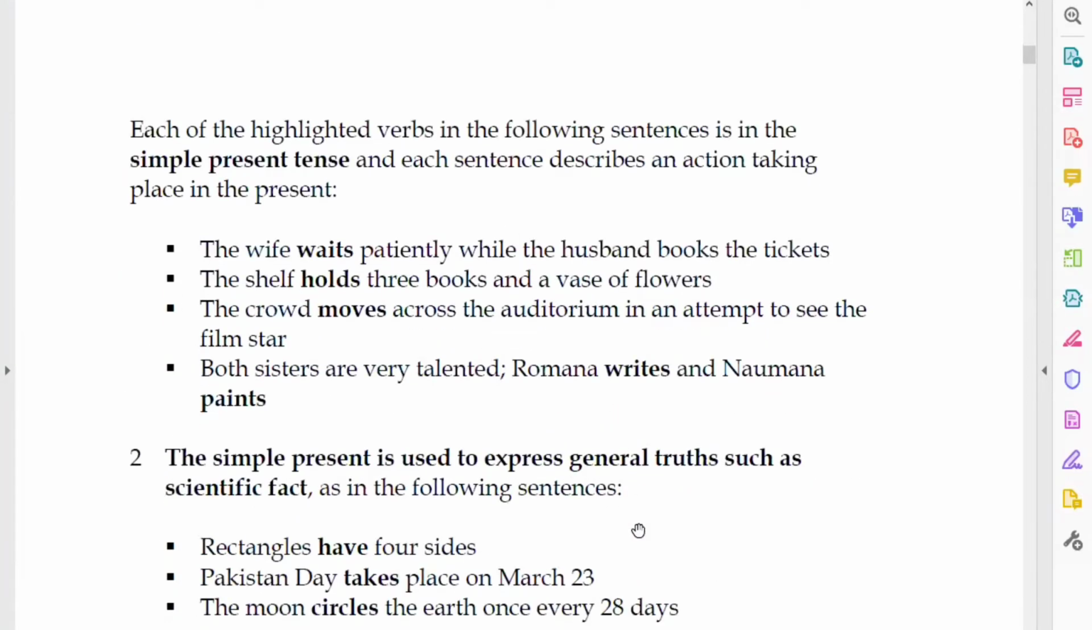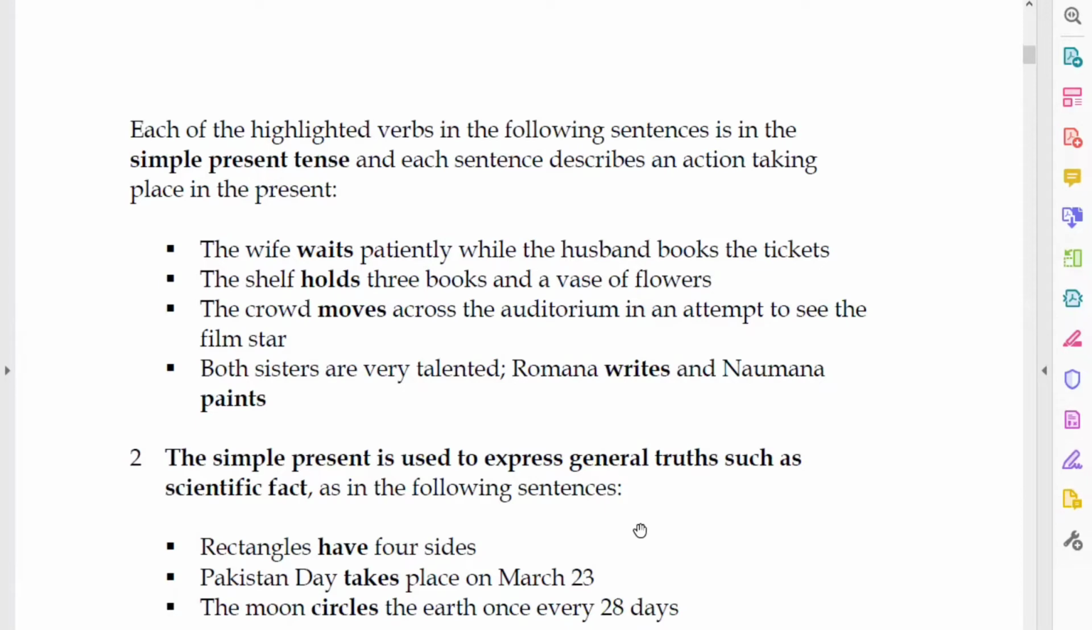Each of the highlighted verbs in the following sentences is in the simple present tense, and each sentence describes an action taking place in the present. For example, the wife waits, the shelf holds, the crowd moves. Both sisters are very talented. Romana writes and Nomana paints. Now, this is the same concept that we have discussed in the previous exercises.